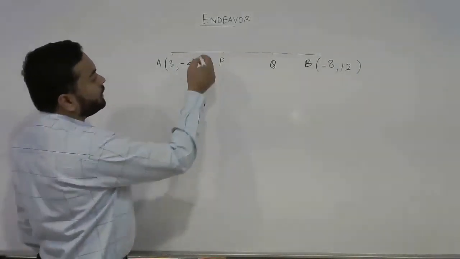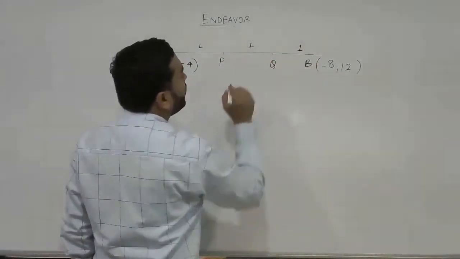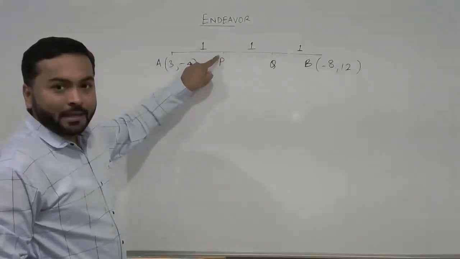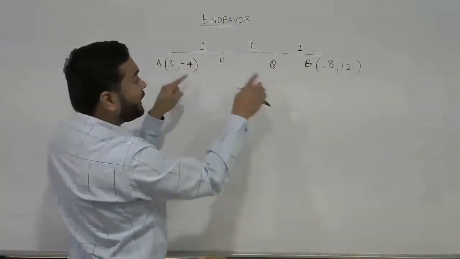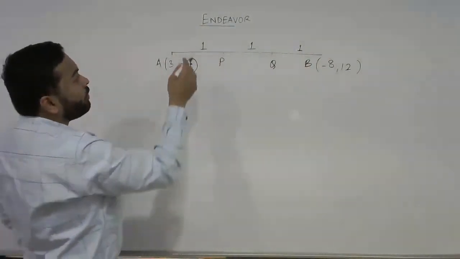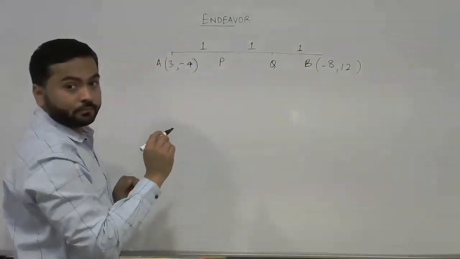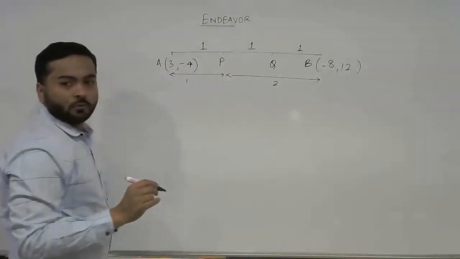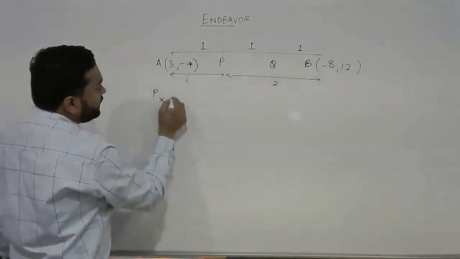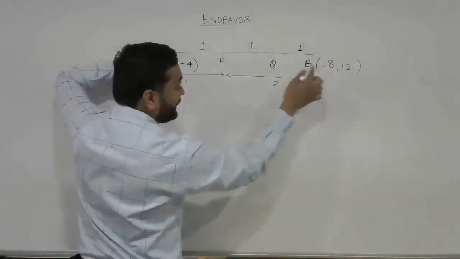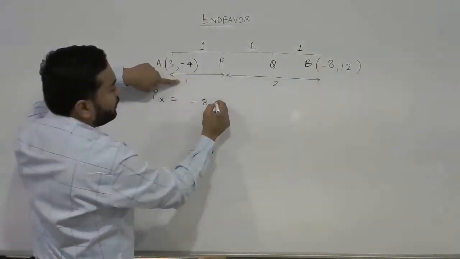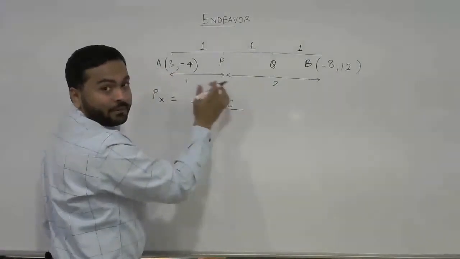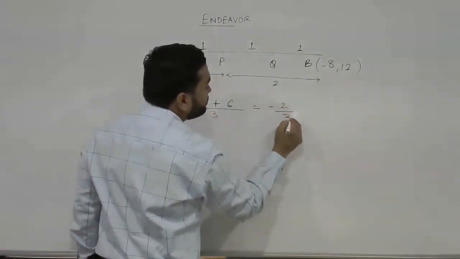Now, basically this is 1 is to 1 is to 1. Correct? So if I consider point P here, can I say P divides AB in the ratio 1 is to 2? So my m is 1 and my n is 2. So this is 1 and this is 2. If I want to find the x coordinate of P, it is 1 into minus 8, which is minus 8, plus 2 into 3, that is 6, upon 1 plus 2, that is 3. So this will give us minus 2 by 3.